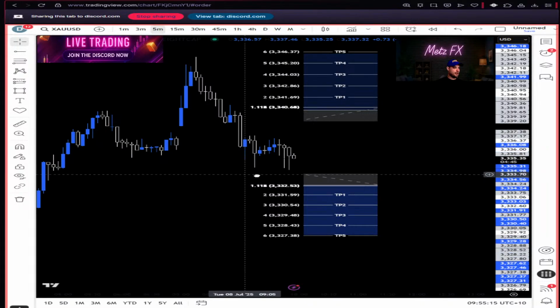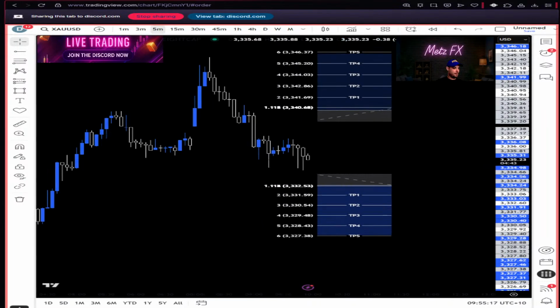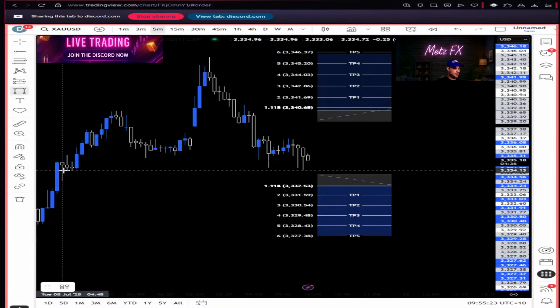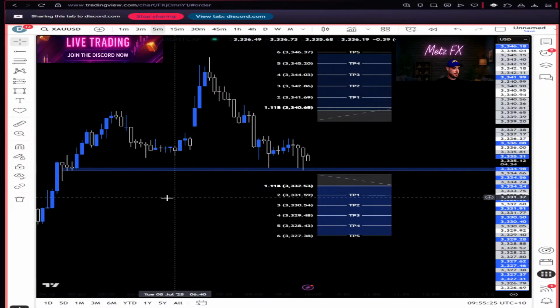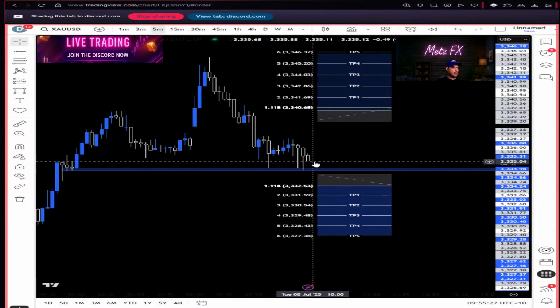All right, let's get into it. Let's mark everything up. So for this sell position here, I'm looking at this level here. We have respected it a couple of times now, just that small little zone there, all depending what this next 5-minute candle does.